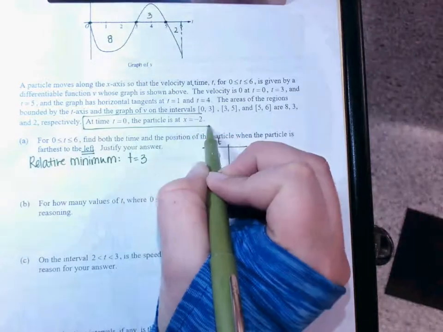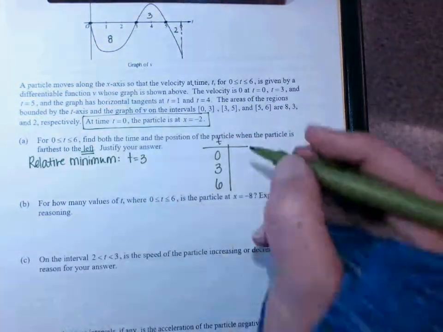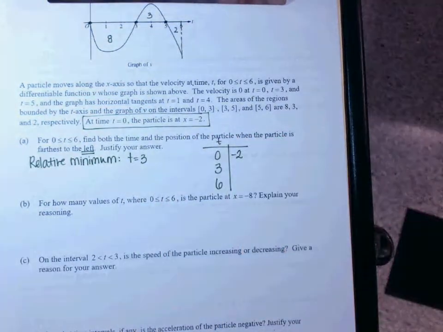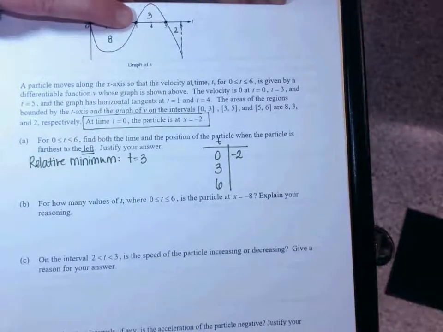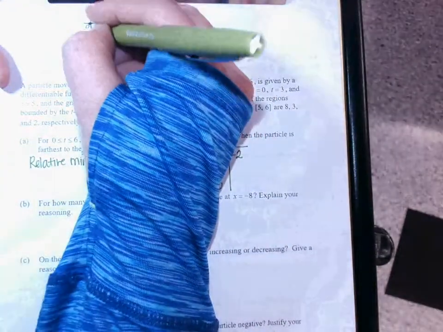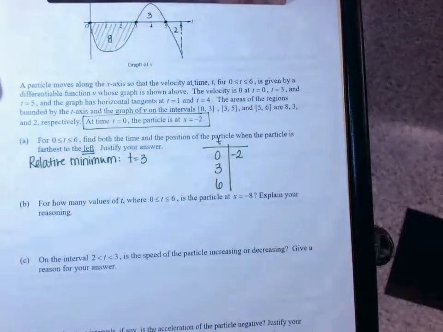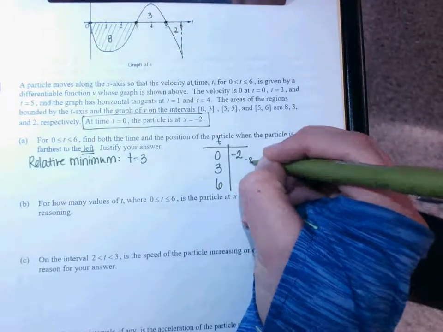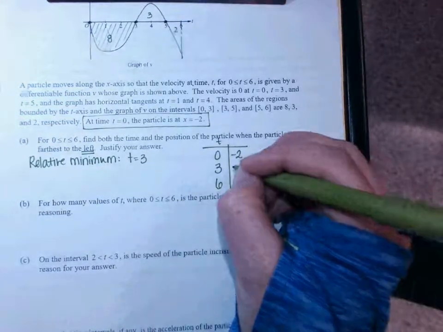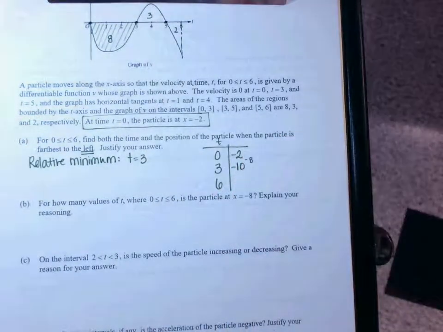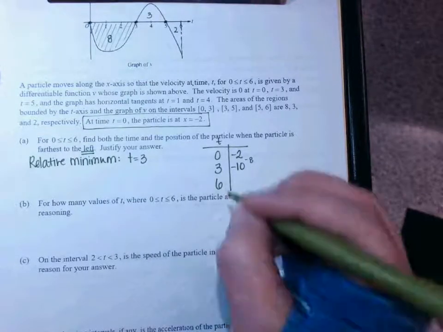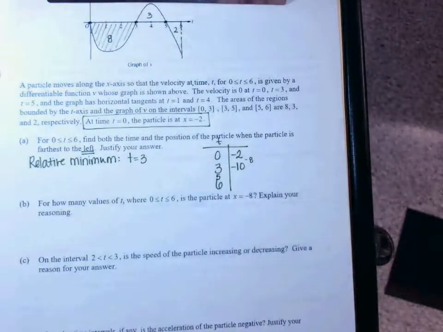At time 0, the particle is at -2. That's my starting point. So from -2 to 3, all of my area was accumulated below the x-axis. So do I add or subtract 8? Subtract 8. Where would I be at 3? -10.